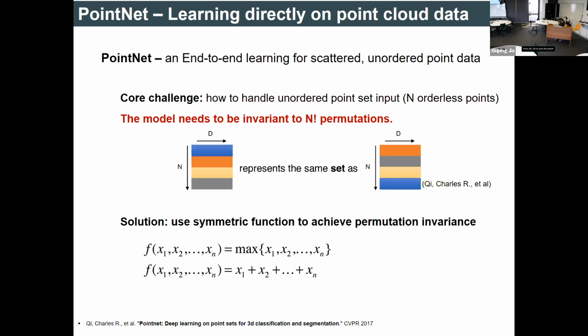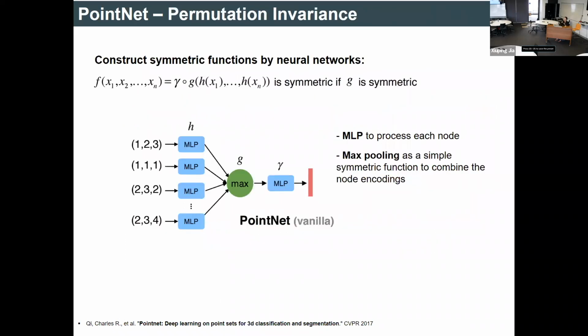The authors of the PointNet demonstrate that we can use symmetric functions to achieve permutation invariance. For example, for the max function, the result doesn't change no matter how you order the input points. But the problem is how to do this with a neural network. So the authors propose a way to construct the symmetric approximation function by neural networks. The basic idea is that for each point in the set, they use a small neural network, a multi-layer perceptron, to process it independently and identically.